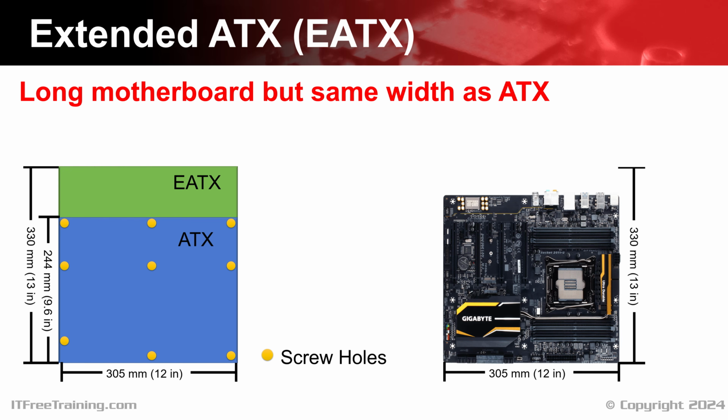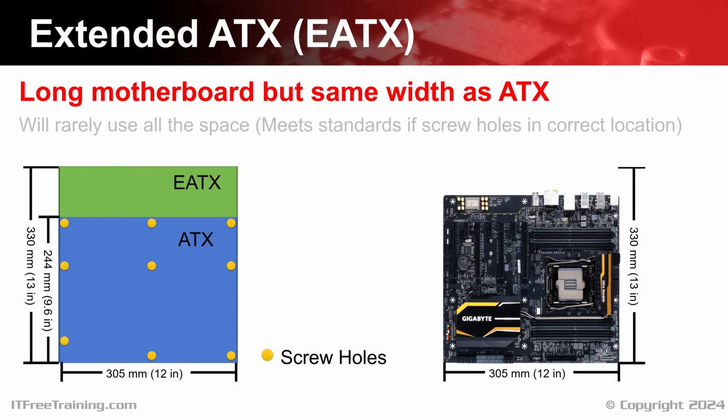eATX motherboards take advantage of this extra length, primarily to accommodate additional high-speed PCIe slots, which are often used for powerful graphics cards, RAID controllers, or other performance-oriented expansion cards. The extra space also allows for larger heatsinks and cooling solutions, which is beneficial for high-end systems with components that generate significant heat. However, eATX motherboards rarely use all the available space.